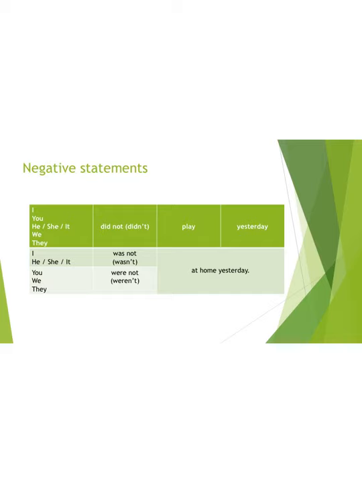So if we need to write negative statements in past tense, we write these sentences in this form. For example, I didn't play anything yesterday. If we are using verb to be, then we need to use was or were. For example, I wasn't at home yesterday. They weren't at home yesterday.